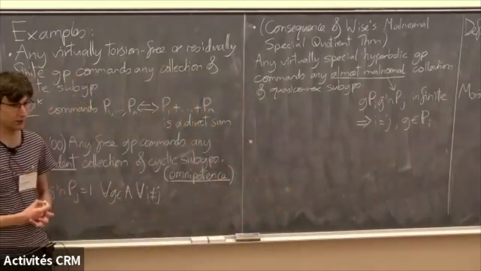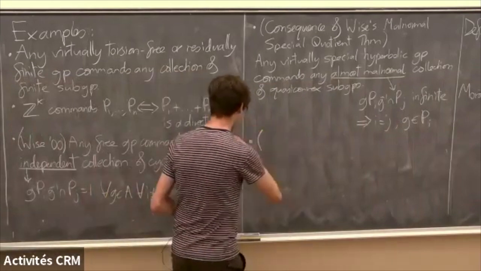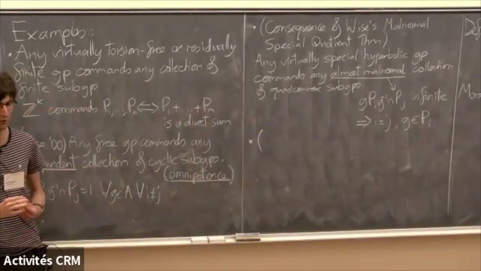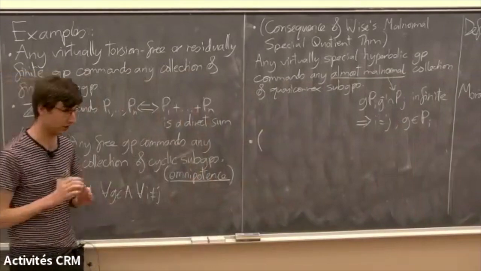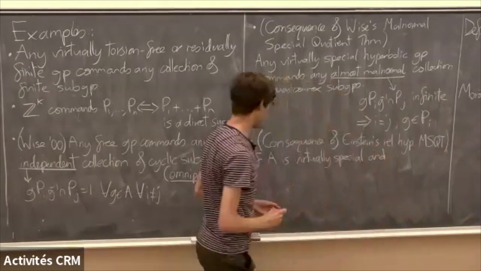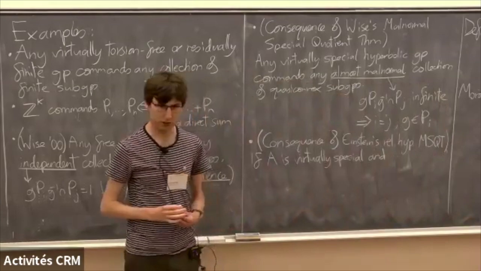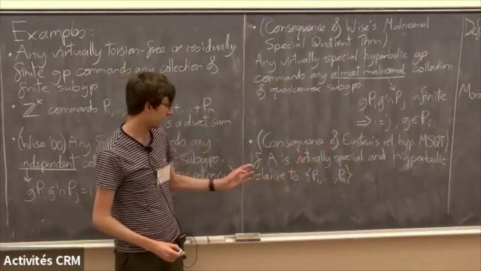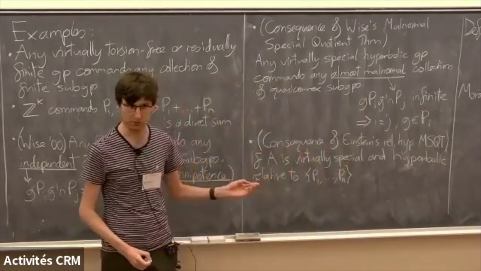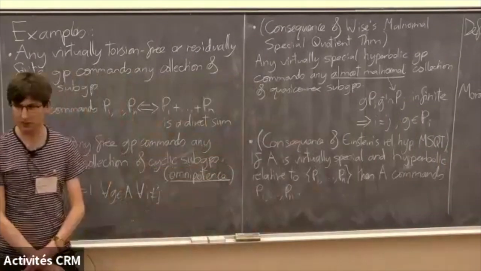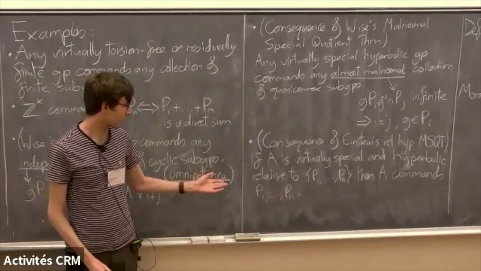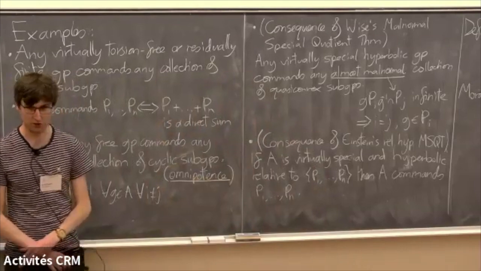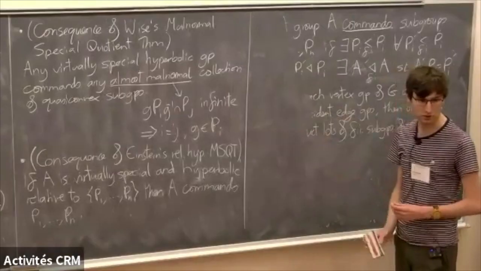And in fact, this can be made even more general using the relatively hyperbolic version of the malnormal special quotient theorem due to Teddy Einstein. If A is virtually special and hyperbolic relative to a collection of subgroups P1 up to Pn, then A commands P1 up to Pn. So this allows us to look at an even larger class of groups. For instance, a cusped hyperbolic manifold group will command the collection of the cusp subgroups. Sorry?